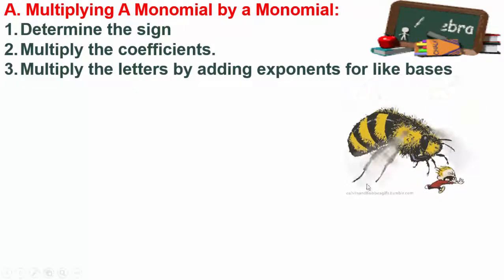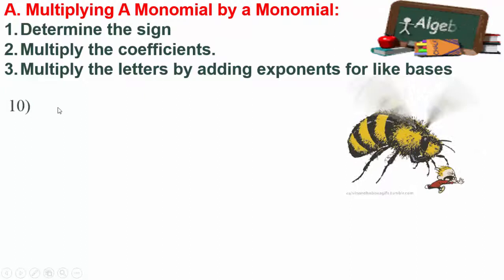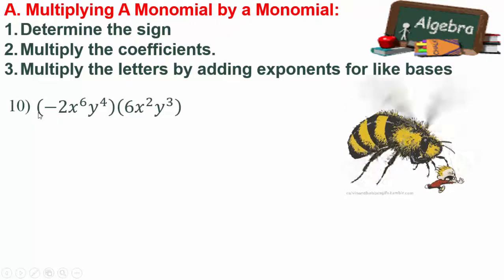So when we're multiplying a monomial by a monomial, we want to determine the sign, and then we want to multiply the coefficients, and then we want to multiply the letters by adding the exponents for like bases. So let's look at some examples to understand what these instructions mean. Let's look at example number 10. Why don't we work this out on the whiteboard and see how this is done in detail using these rules.